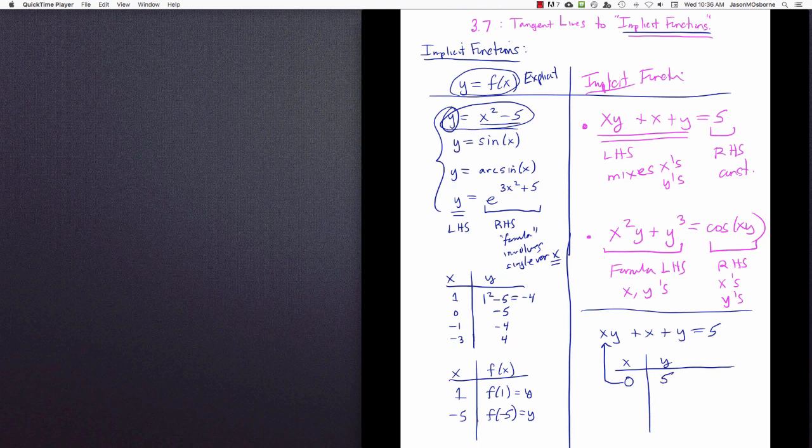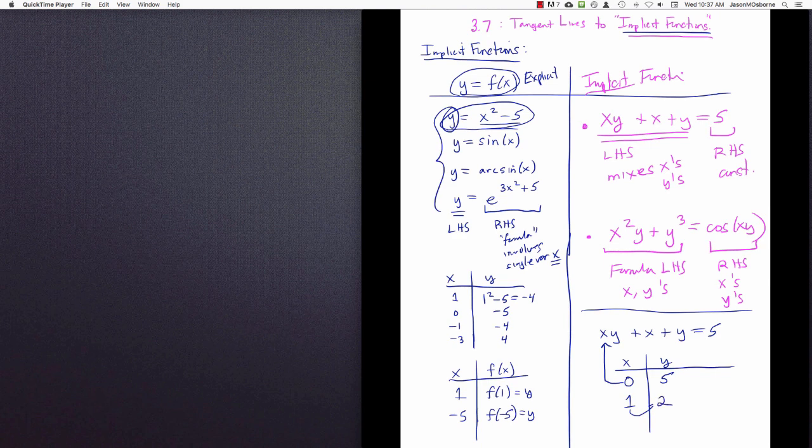When x is equal to 1, for example, now you get y plus 1 plus y is equal to 5. Now you can see that you actually have to work to figure out what y is. 2y plus 1 is equal to 5. 2y is equal to 4. y is equal to 2. So when x is equal to 1 and you plug into this implicitly defined function, you have some more work to do to solve for y. Now we can say that when x is equal to 1, y is equal to 2. We can erase the work if you prefer, and just replace this with y is equal to 2.